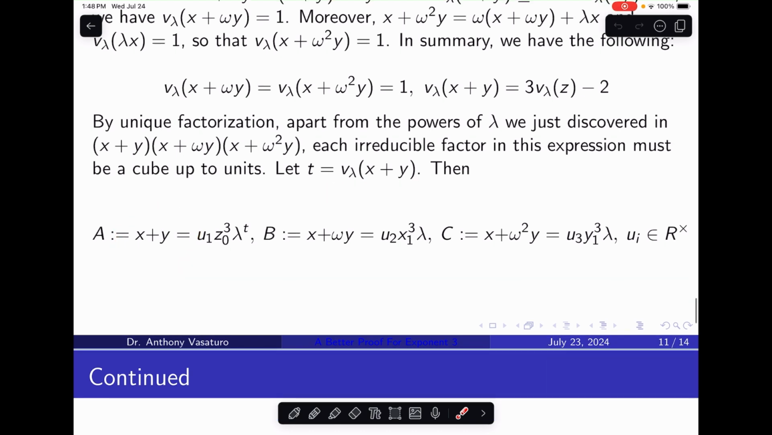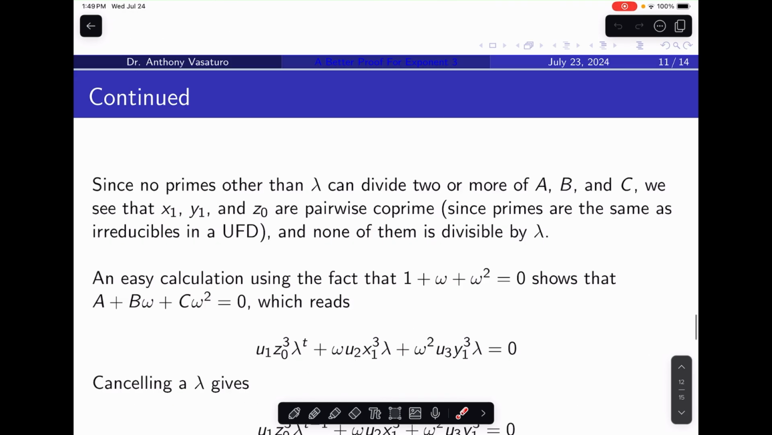Then x plus omega y is a unit times a cube. We'll call that cube x1 cubed, times lambda, since lambda divides this once. We showed that up here. And similarly c, which is x plus omega squared y, is a unit u3 times a cube y1 cubed, times lambda, because the lambda-adic valuation of c is 1. Again, all of these ui's are units. You might wonder why these are called x1 and y1, and this is called z naught and not z1. That will become clear in a moment.